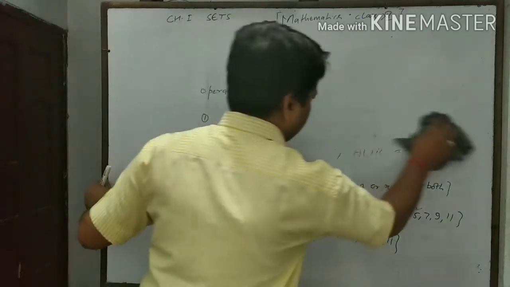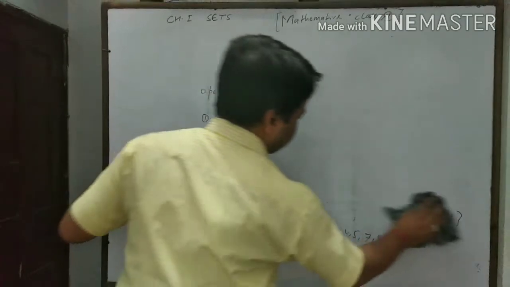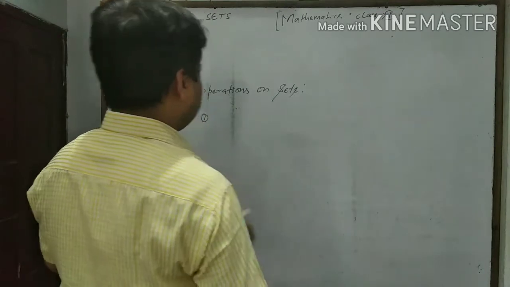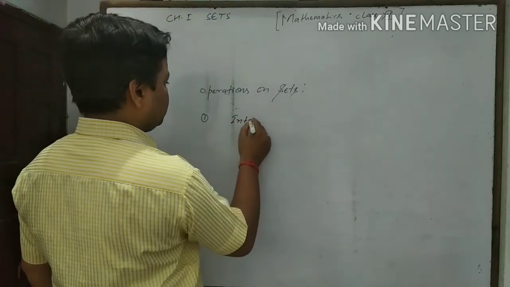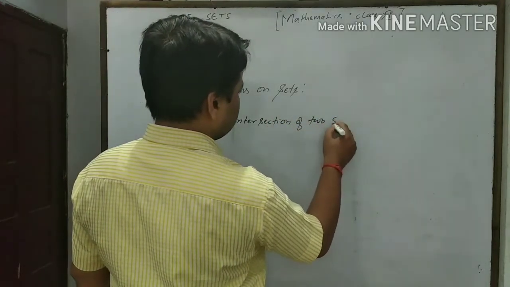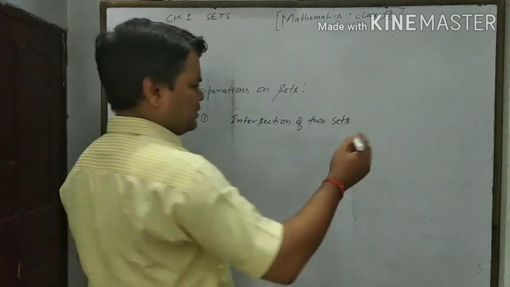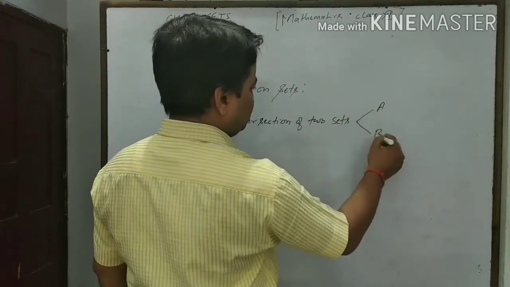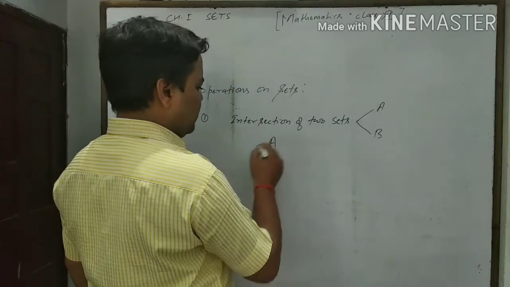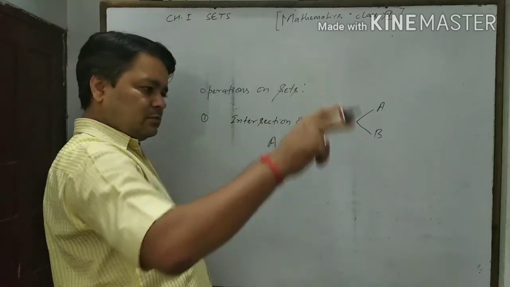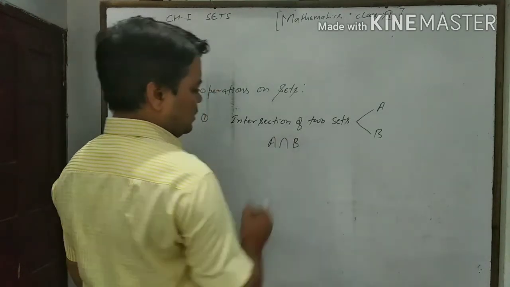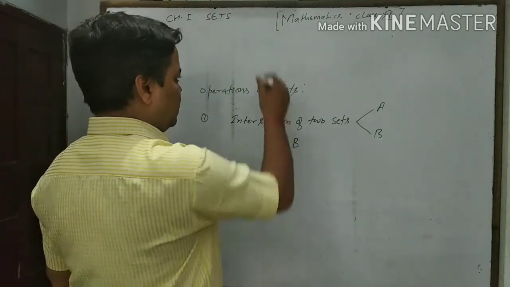intersection of sets. Basically, we will discuss the intersection of two sets. Let A and B be two sets. The intersection of two sets is represented by A ∩ B. Just the opposite figure of union. A intersection B, how do we read it? A intersection B. And what is this? A union B.